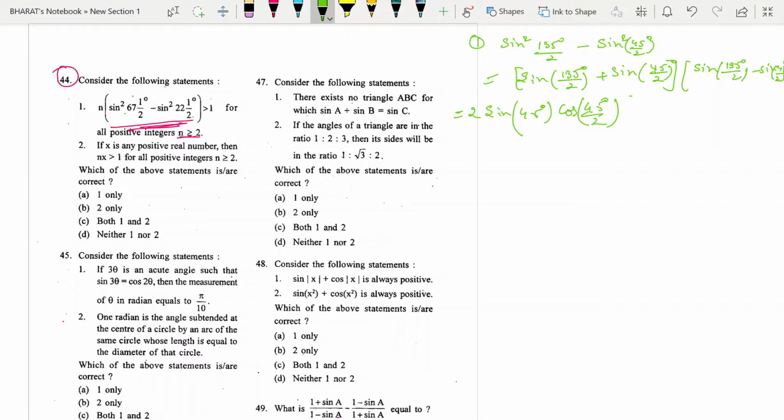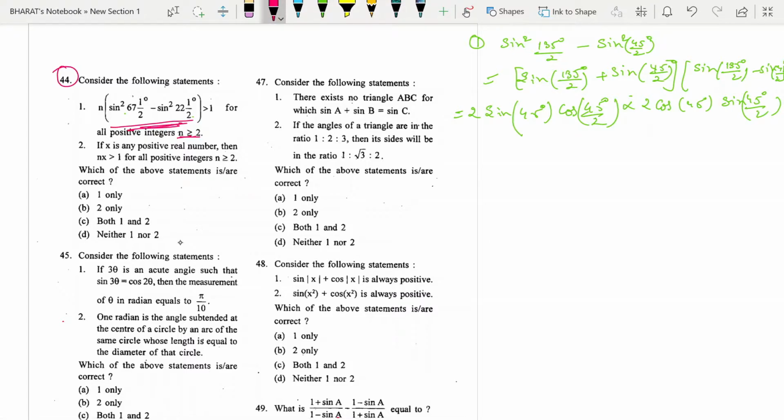Now in the multiplication we are having what? This is sine A minus sine B. Okay, sine A minus sine B. What is the formula of sine A minus sine B? It's 2 cos (A plus B) by 2 sine (A minus B) by 2. That is cos of 45 degree and sine of 45 and a half degree.